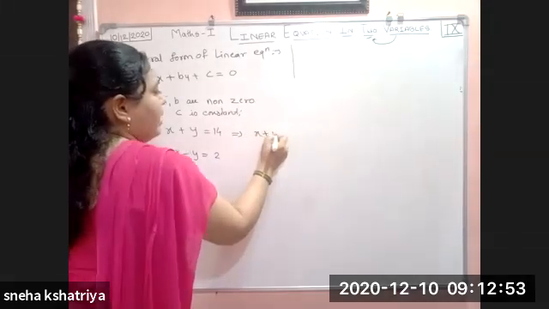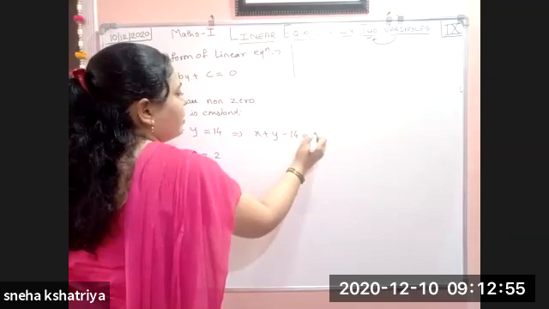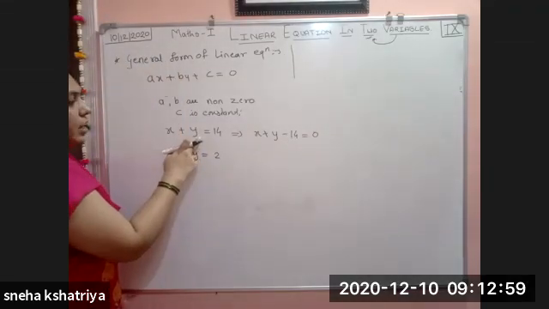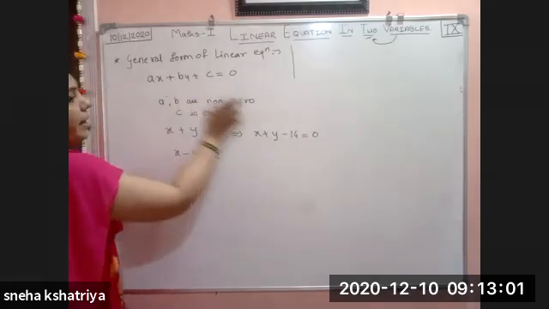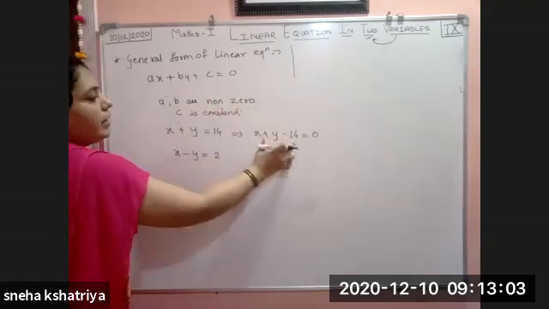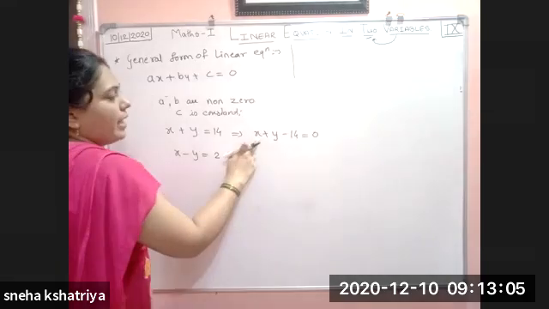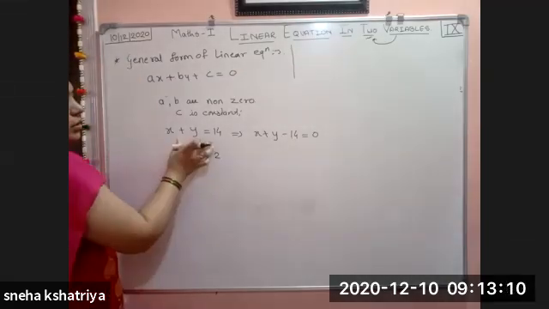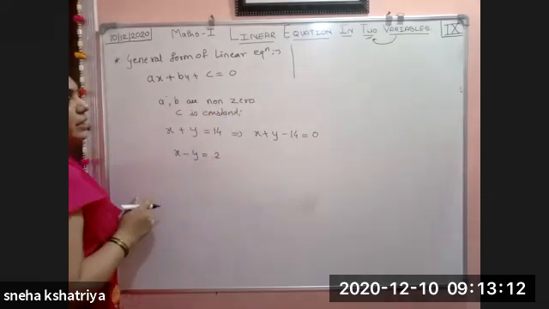So it will become x plus y minus 14 is equal to 0. This 14 I have shifted to the left hand side. Now if we compare these two equations, we can clearly say that this is in the form ax plus by plus c is equal to 0. So this is the general form of a linear equation.